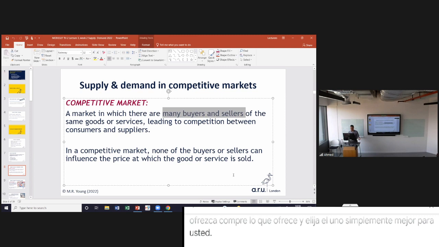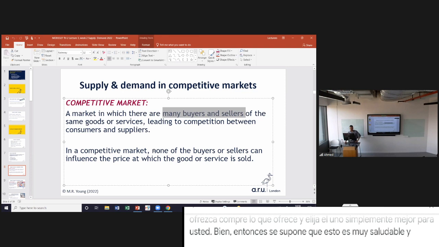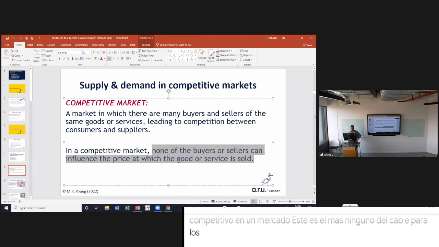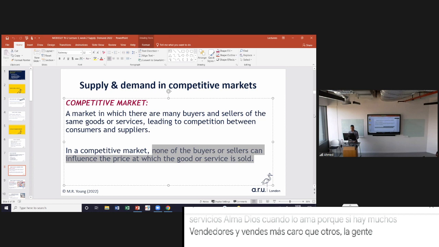In a competitive market, this is important. None of the buyers or sellers can influence the price at which the good or service is sold. You can't influence it because if there are many sellers and you sell more expensively than others, people will not come to you. And also, if you're a buyer, you have to buy at the going rate.